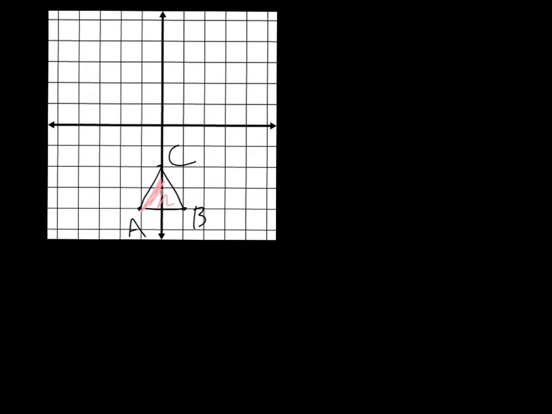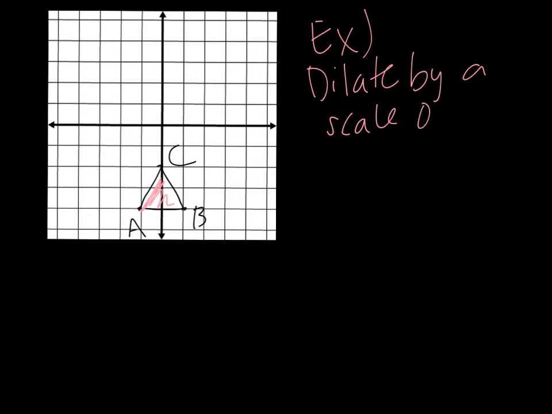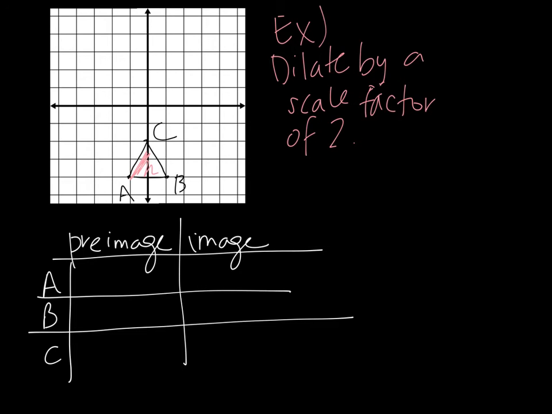Okay, say we have this triangle ABC, and here's an example. I want to dilate this triangle by a scale factor of 2. That means that I'm going to make this twice as big, right? I'm enlarging this twice as big. So how I'm going to do that is I'm going to make a little table just to keep organized, because I'm kind of disorganized, okay? So here we go. To do this, I made this table.